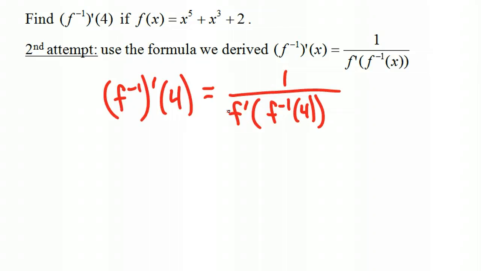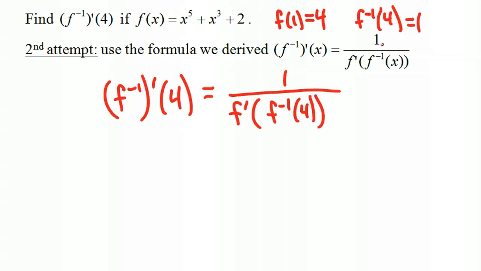So what is 1 over f prime of f inverse of 4? First of all, what's f inverse of 4? This may or may not be obvious to you. The question is, what value of x can you plug in here that will give you an output of 4? Notice that f of 1 is equal to 4. When we plug in 1, we get an output of 4. So f of 1 is 4. What that means is that f inverse of 4 will be 1.